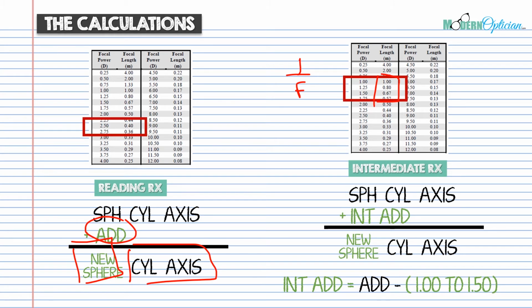So again, using the exact same concept as we did in the reading prescription, you will simply add the intermediate add to the sphere power and carry over the cylinder and axis the way you did. And then, like I said, your intermediate add should fall somewhere between 1 and 1.50. Okay, so this is all the background stuff that we need to know to be able to actually apply this. Let's jump into the next slide and actually do the calculations.